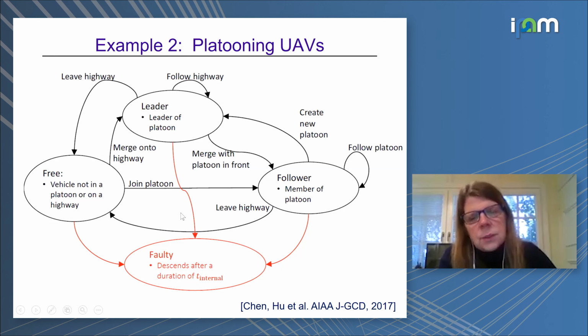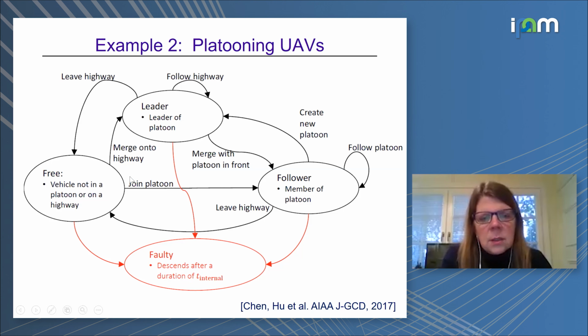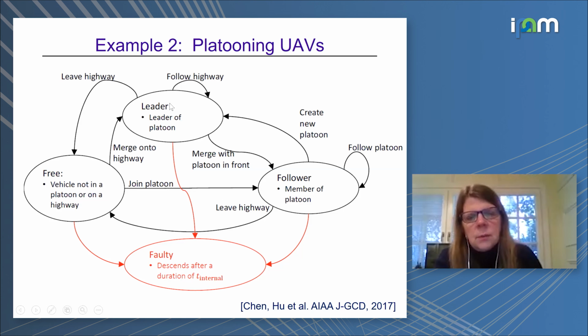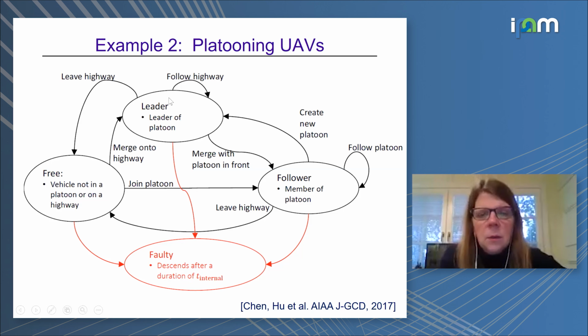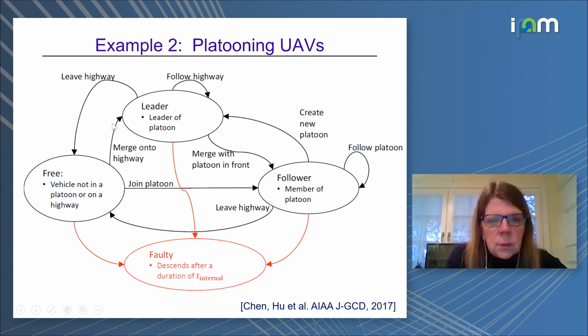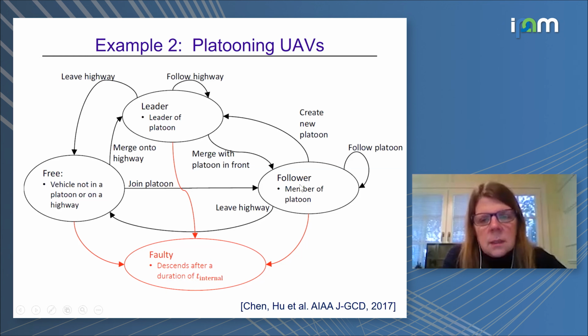And so, the control law for joining, taking a free vehicle and merging it into a platoon, is described by this part of the automaton, where the bubbles represent particular control states with a continuous dynamic according to that state. The arrows between bubbles represent transitions. So if merging onto a highway, it would become the leader of a platoon, or it could join a platoon as a follower. And so we studied this.